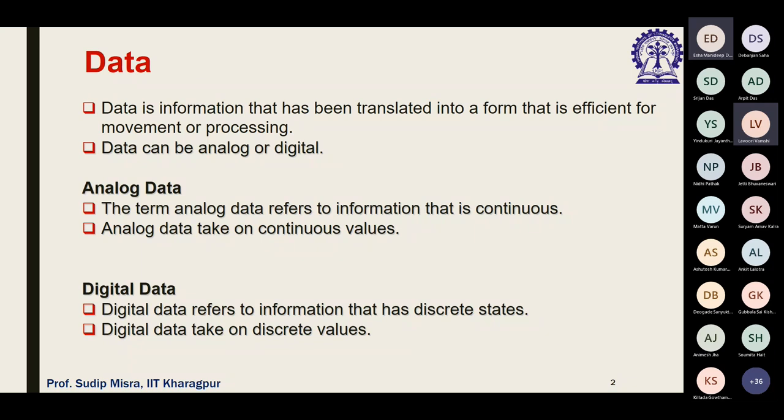One, as I told you, is the analog data. The other one is the digital data. Analog data basically refers to information that is continuous, right? Most of you by now have done some basic courses, so you must know the different types of analog data. The same thing for digital data: here the data will take some discrete values, discrete states, right?